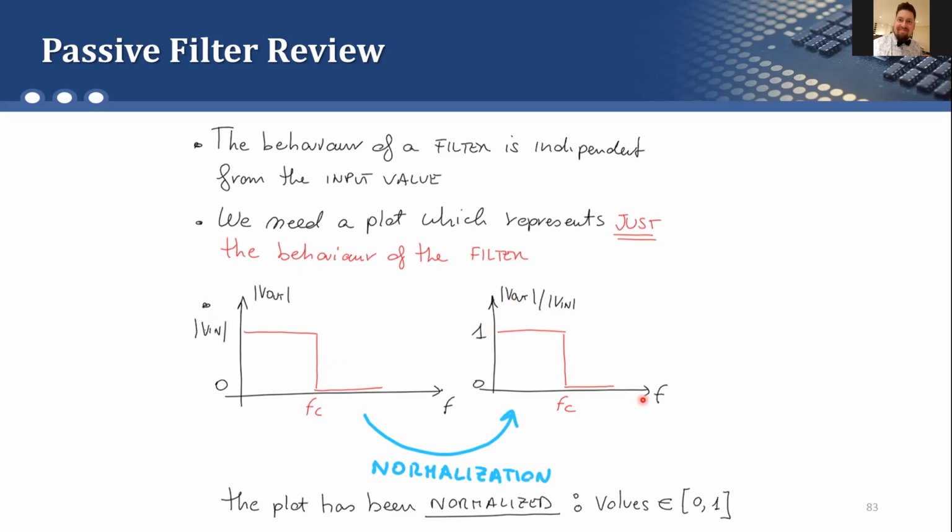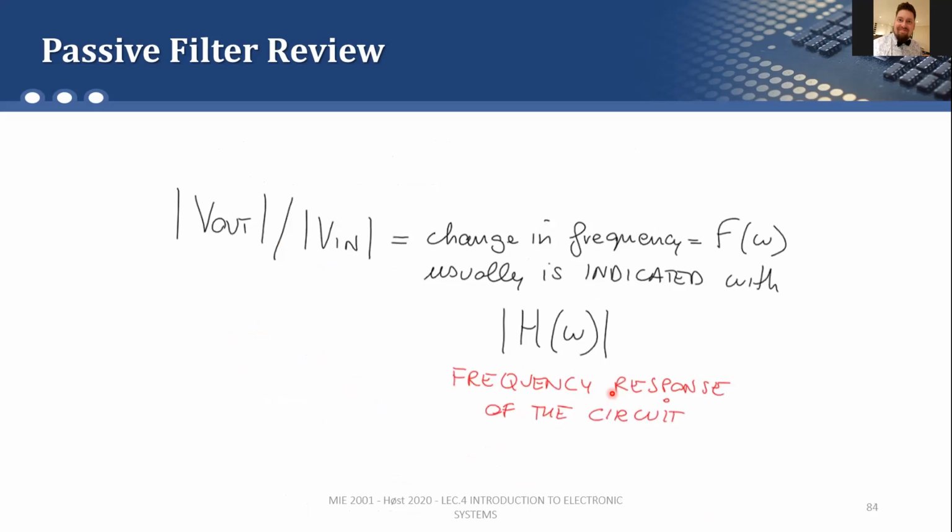So this represents better a general filter. The height of this curve does not depend on the input amplitude, right? And from here, we can just extract the behavior of the filter. So normalization is the operation of transforming this plot, dependent on the input, into a plot which is not dependent on the input, transforming the curve from 0 to Vin into 0 to 1. It's a very common method.